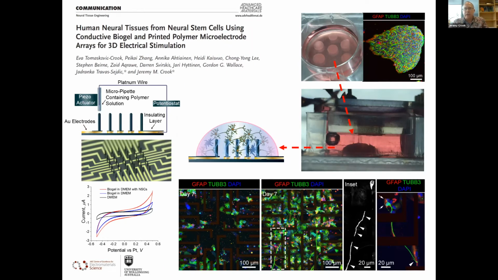So if you look at that panel of images on the bottom of that slide, the image on the left is unstimulated, and the image in the middle is the stimulated cells.